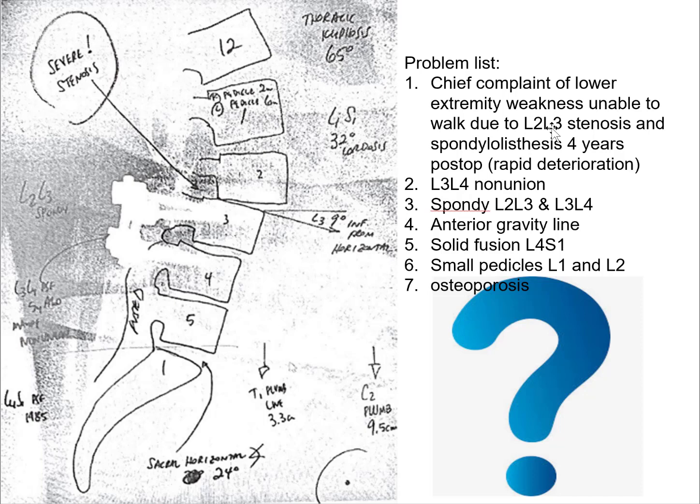Why? I think because of the flat back deformity and the fact that her torso is anteriorly displaced over her pelvis. She also has an L3, L4 non-union, most likely from the previous surgery. 2 levels of spondylolisthesis. Again, like we said, the gravity line is anteriorly displaced. There's a solid fusion from L4 to S1, something to keep in the back of your mind. Very small pedicles on the right at L1, L2. And very small pedicles on the left, really, and osteoporosis.